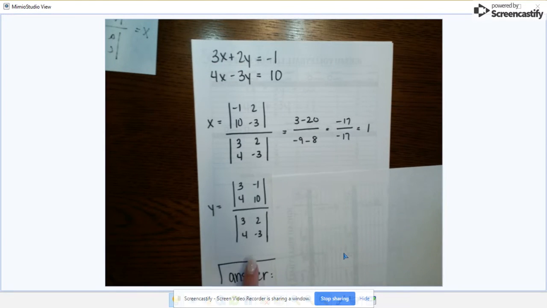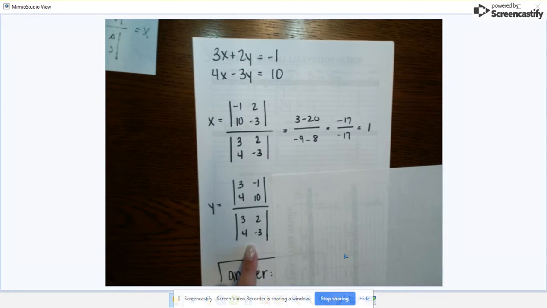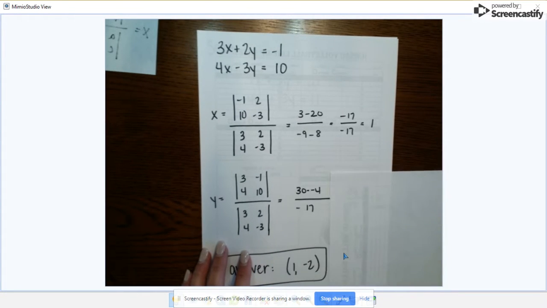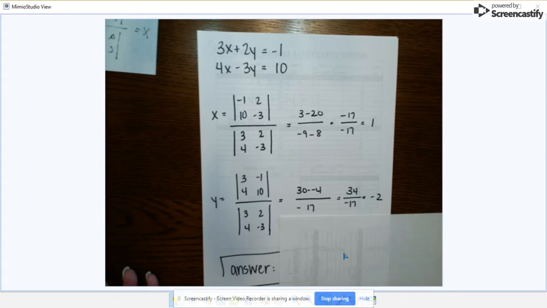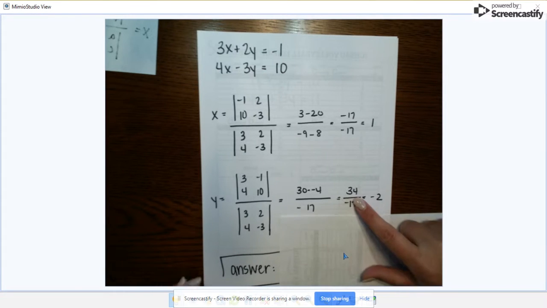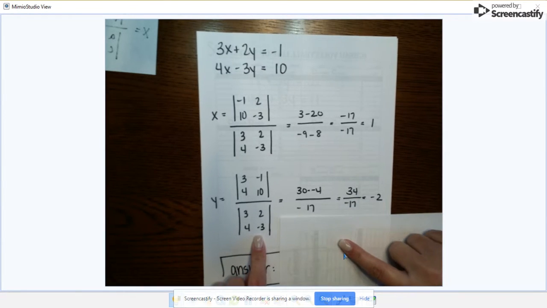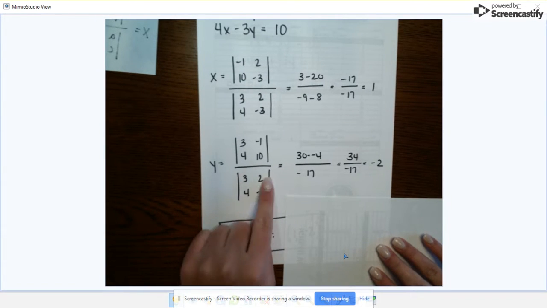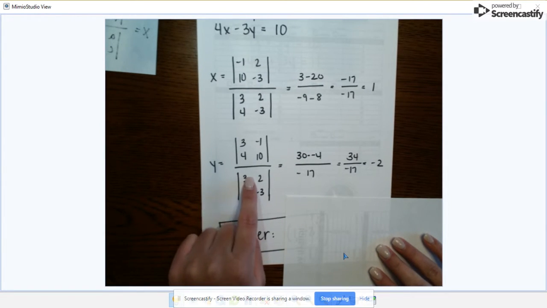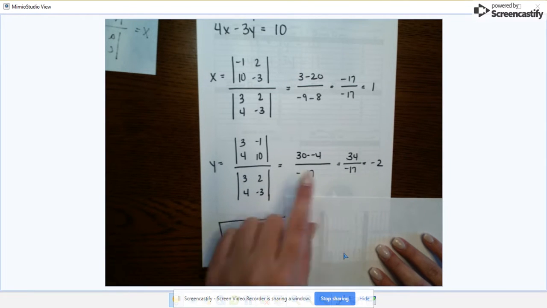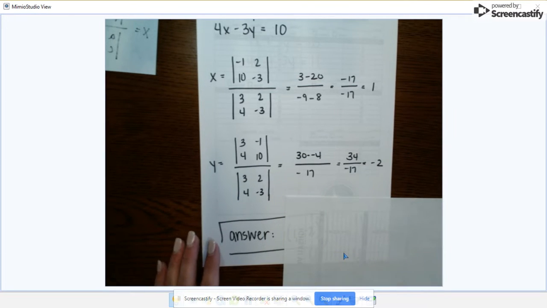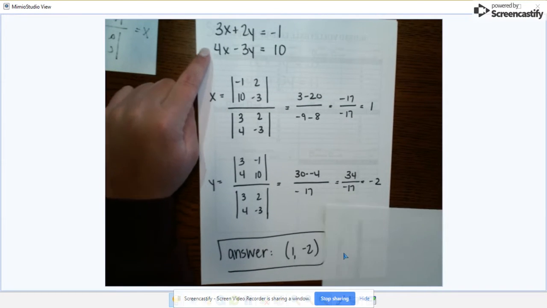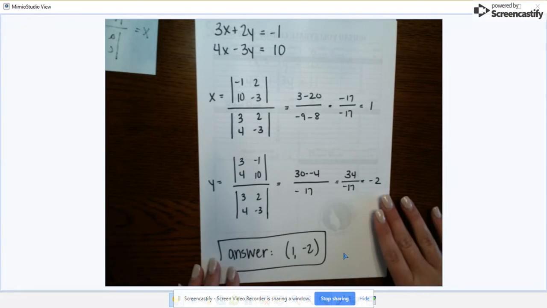Similarly, if I plug numbers into my y determinant, I get 30 minus -4, which is 34. This bottom matrix, our determinant, didn't change. So really, you don't even need to write this in. You can just write -17 from the start. Okay, 34 divided by -17 gives you -2. So my xy solution for this system of equations is 1, -2.